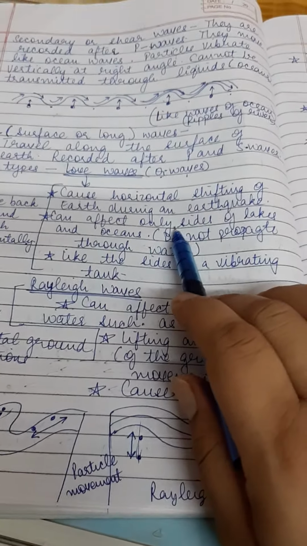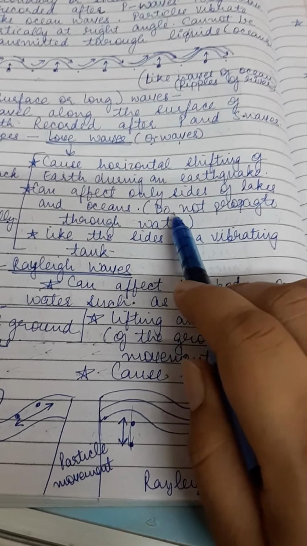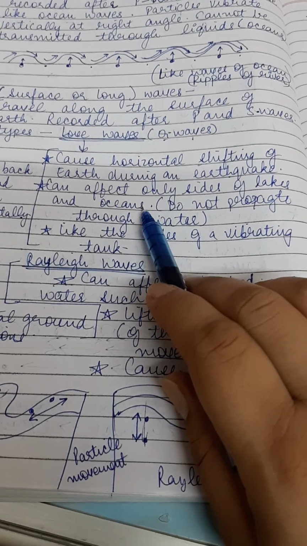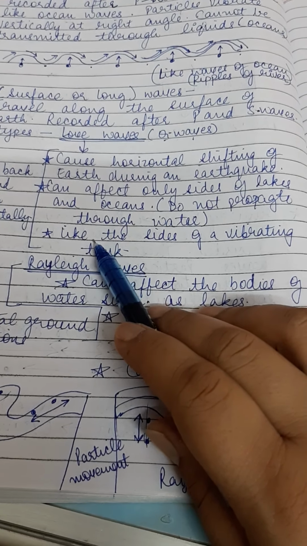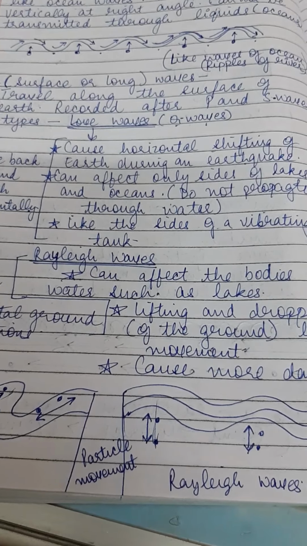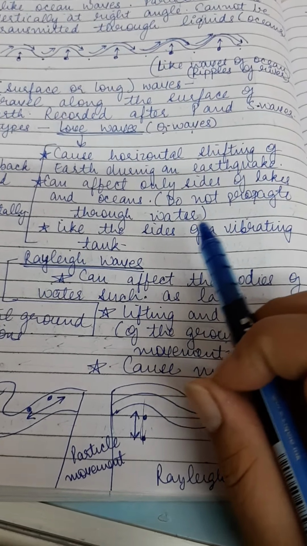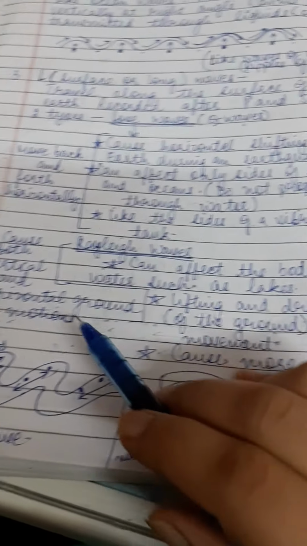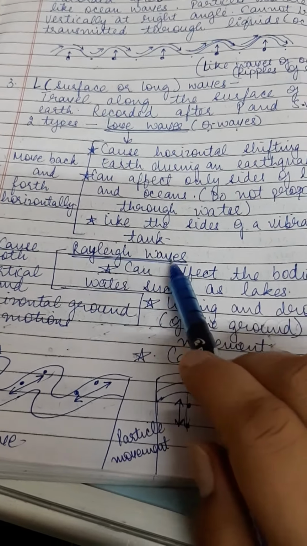These waves can affect only sides of lakes and oceans. They do not propagate through water. They can only be felt on the lithosphere. Like the sides of a vibrating tank, if you have seen the vibration of a tank, how the water waves touch the sides of the tank, that is how the earth shakes when it feels the love waves.